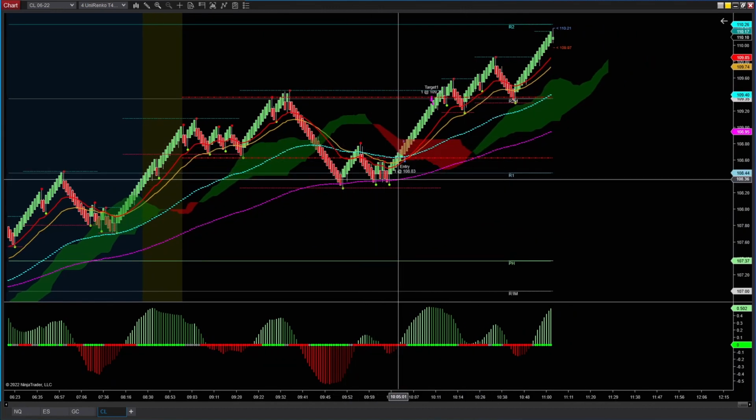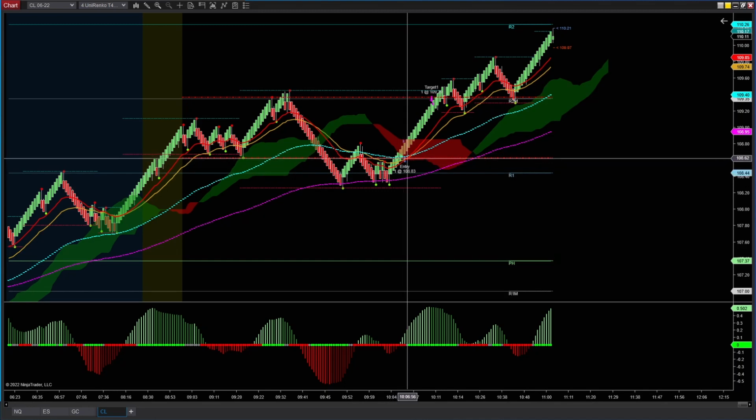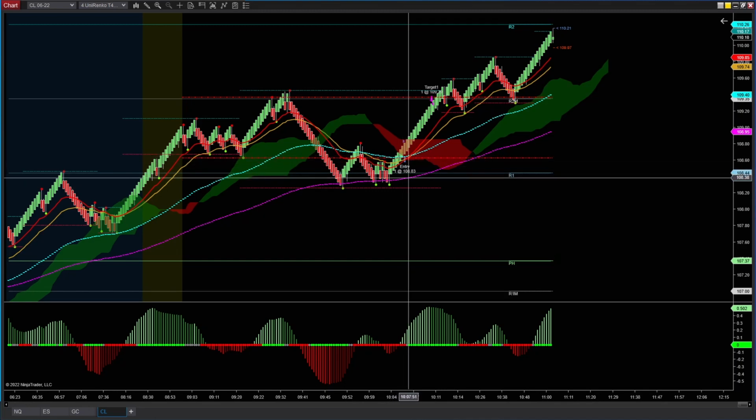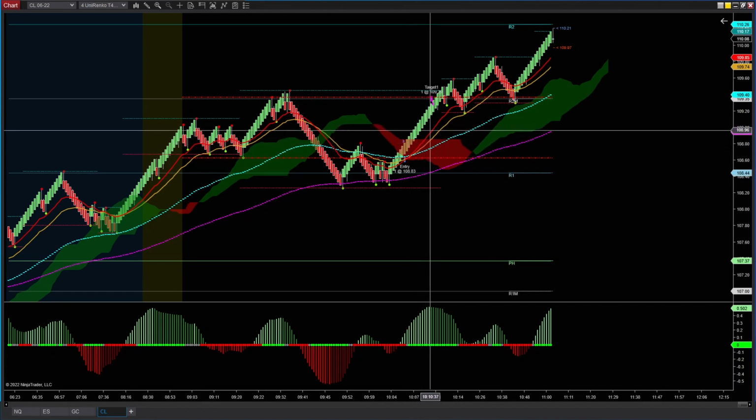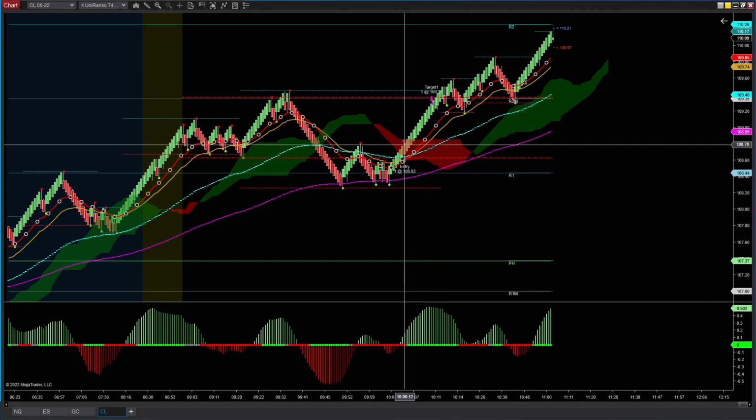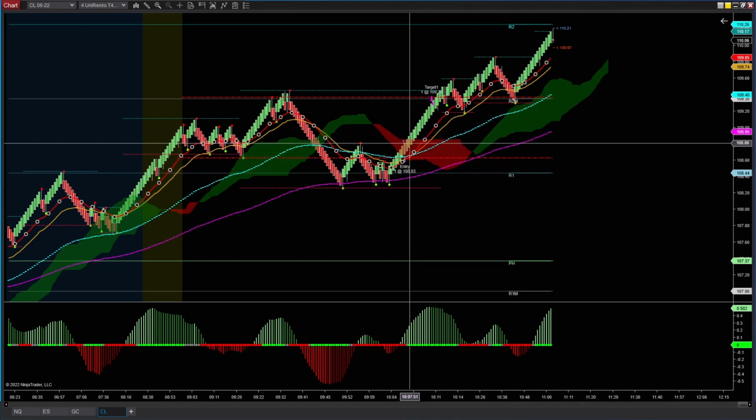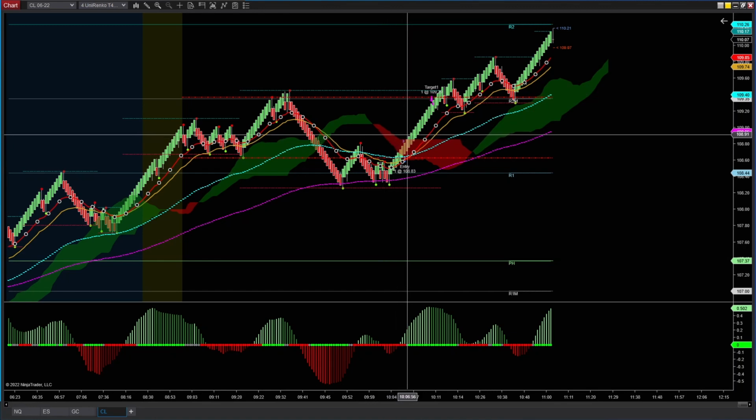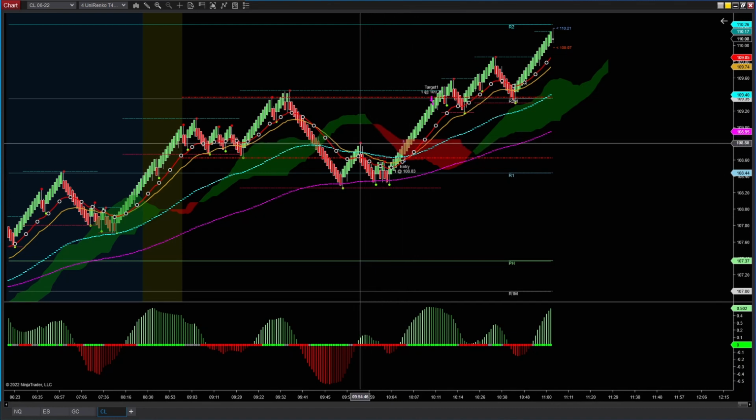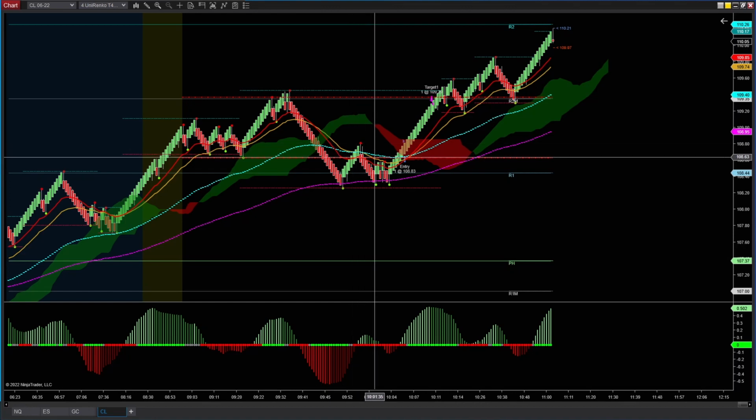So you see all the price is now above all the moving averages. So you have the 200, the 89, the 32, and the 21. So price is above all the moving averages, and as well is above the cloud. It's crossing the upper side of the Ichimoku cloud, and it's also above this pivot high right here. So I took the trade there.